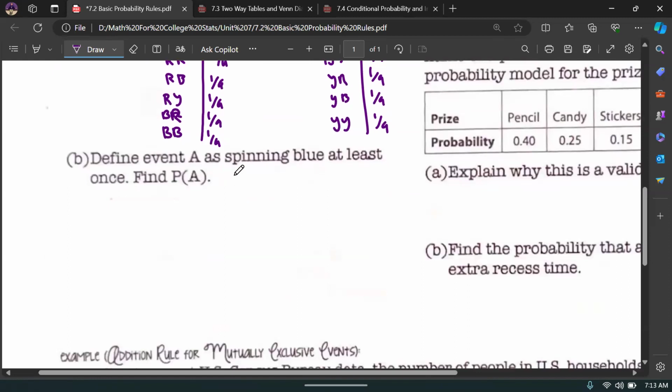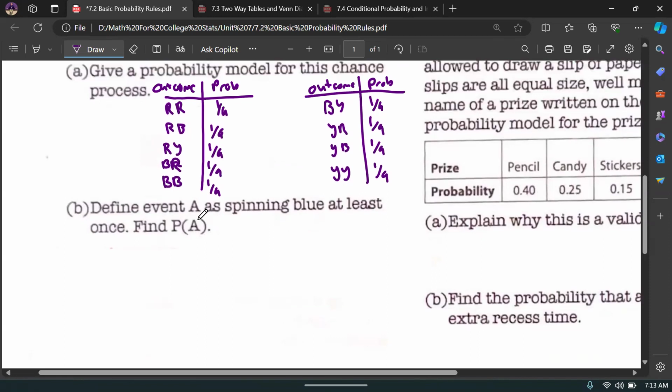Congratulations. Define event A as spinning a blue at least once. Okay, so how many outcomes involve spinning a blue at least once? We have one here. Let me see if I can highlight these.